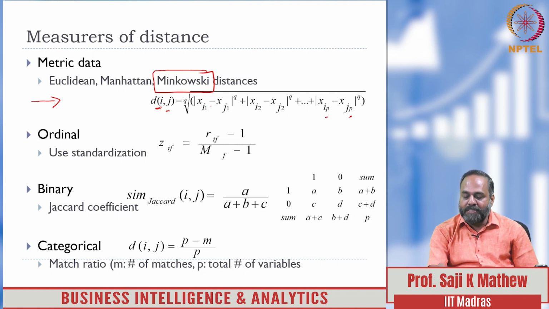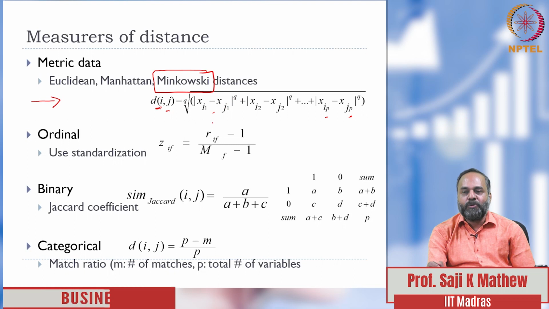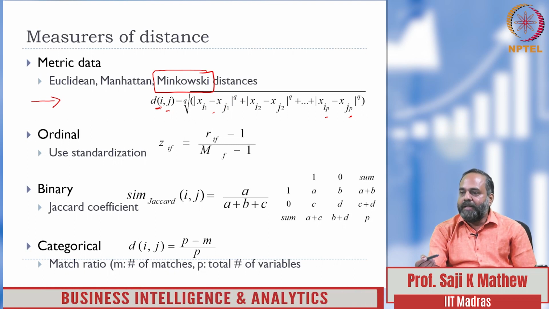So, pairwise distance: x_i1 and x_j1, that is the first attribute difference, then the second attribute difference, the third, and the pth attribute difference. These differences are calculated, then you can find the absolute value. If you are going to square it, you do not need the absolute value, but in Minkowski distance you can actually take the qth degree of the difference, and then find the qth root of that sum of distances.